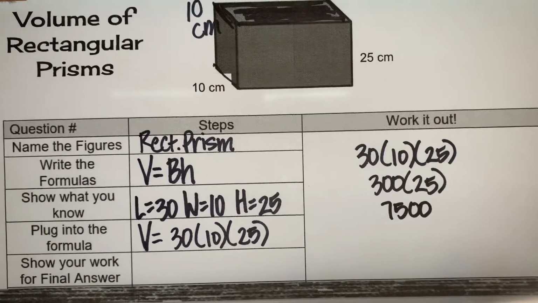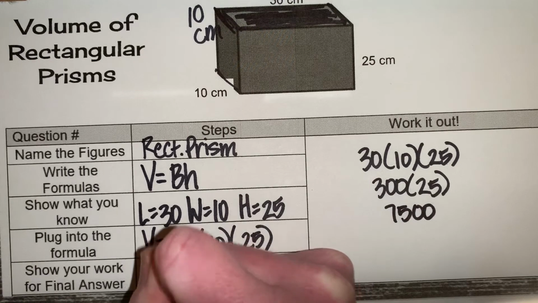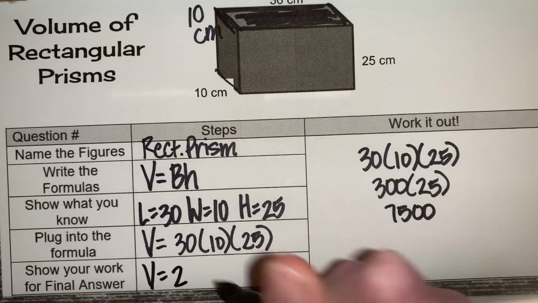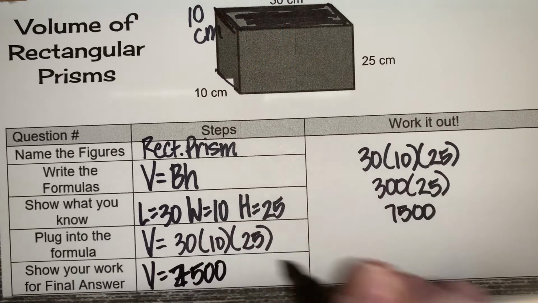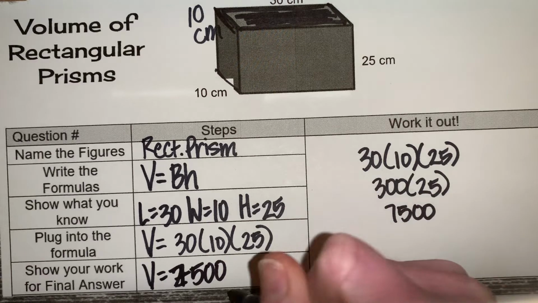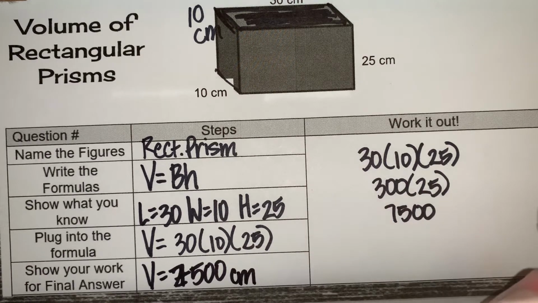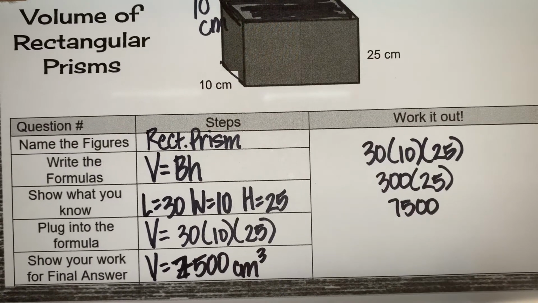So the volume of this rectangular prism is 7,500 centimeters. And since we're talking about volume, it's going to be cubed or to the 3rd power. When we did area, it was to the 2nd power, but volume is to the 3rd power. So 7,500 centimeters cubed. Okay, let's look at another example.